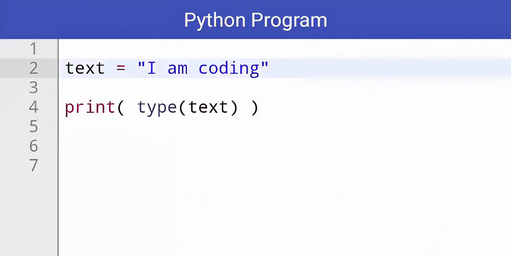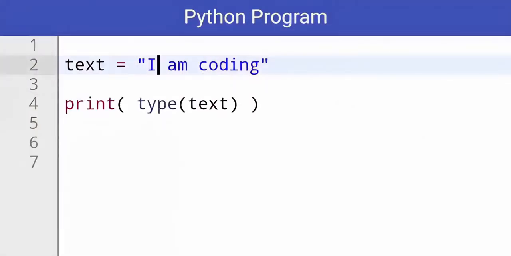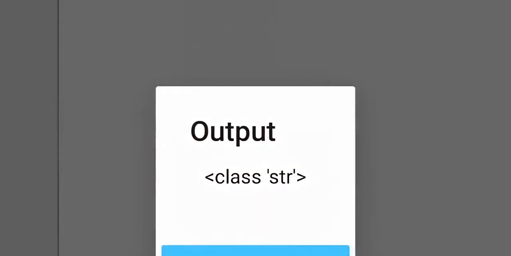Here we have double quotes, and if I check the type, it is a string. So now I'm just going to use single quotes instead of double quotes. And if I check the type again, it is still a string.